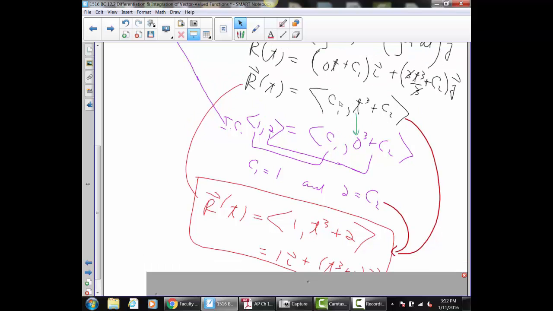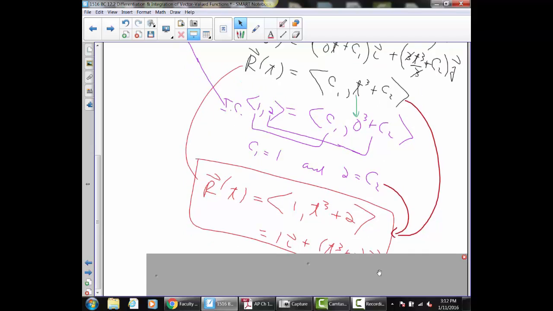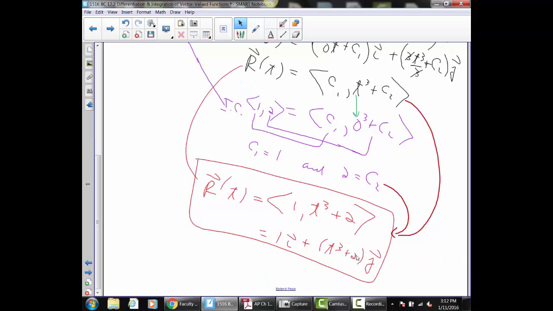So I go back, and I can rewrite c1 as 1, t cubed plus c2, which is 2. And then if you wanted to, you could go back into linear combination form, which is 1i plus t cubed plus 2j.